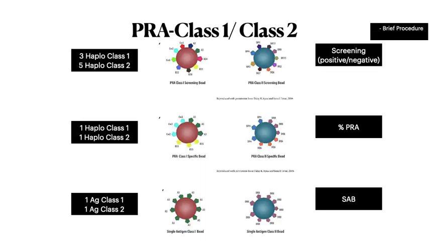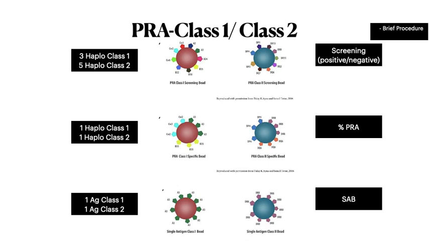So going on to the next, the PRA class 1, class 2. Again, I would like to emphasize that this is a test which more often is missed, and it is extremely essential, extremely easy to do. So I'll tell you why. The brief principle is the PRA screening, percentage PRA. These are the two subtypes of PRA which are available in the market. The PRA screening uses a bead where three haplotypes of class 1 and five haplotypes of class 2 are put in a single bead.